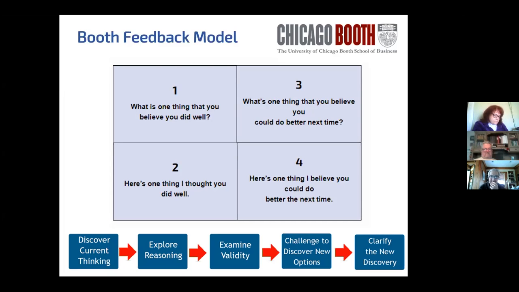There's two statements and two questions in this. I think it's most effective one-on-one, after someone does a presentation, for example. So what's one thing that you believe you did well? Well, here's one thing I thought you did well. It's an opportunity to give positive feedback. And now let's flip the coin. What do you think you could do better next time? And here's something I believe you could do better next time. It's a really nice collaborative approach for give and take feedback.